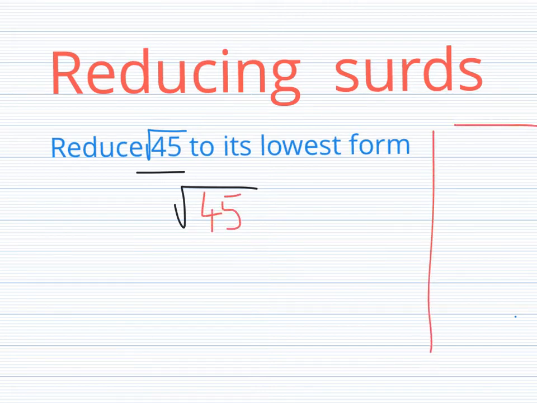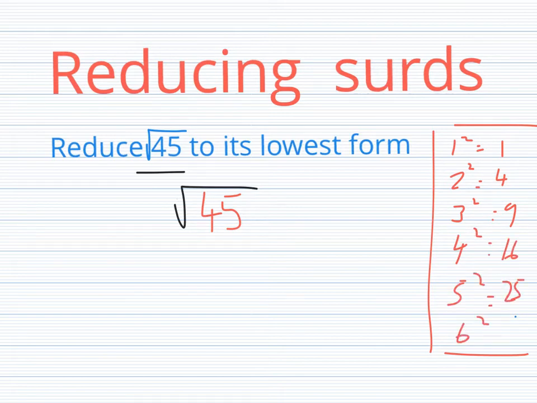And on the side here, I'm going to write my square numbers. So my square numbers here are 1 squared is 1, 2 squared is 4, 3 squared is 9, 4 squared is 16, 5 squared 25, 6 squared 36, and so on. I'm going to focus on number 45. So I'm looking at these numbers here, and I'm thinking, okay, what numbers can I multiply to get 45 that involve a square number?